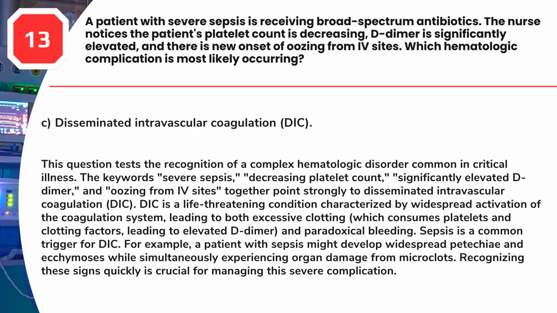DIC is a life-threatening condition characterized by widespread activation of the coagulation system, leading to both excessive clotting, which consumes platelets and clotting factors, leading to elevated D-dimer, and paradoxical bleeding. Sepsis is a common trigger for DIC. For example, a patient with sepsis might develop widespread petechiae and ecchymosis while simultaneously experiencing organ damage from microclots. Recognizing these signs quickly is crucial for managing this severe complication.